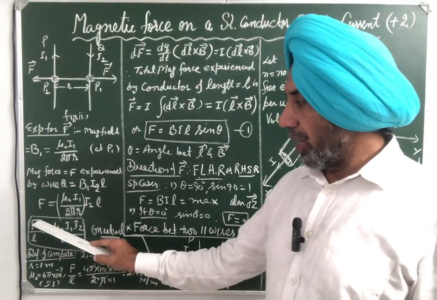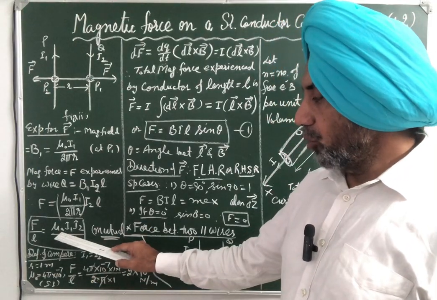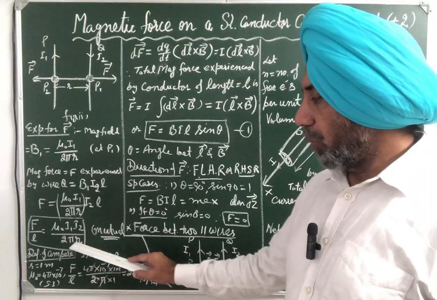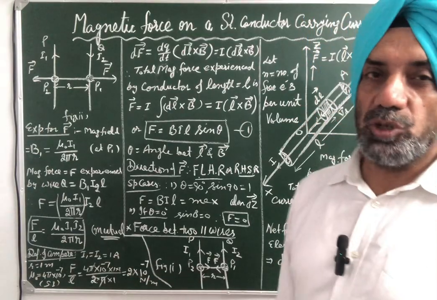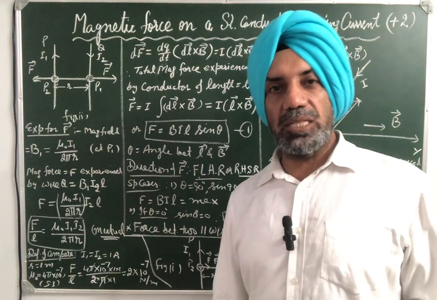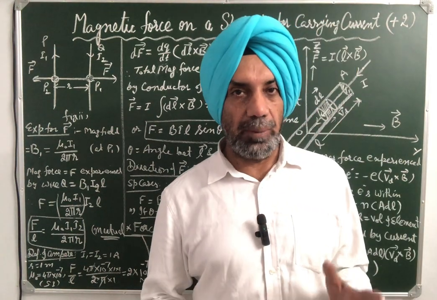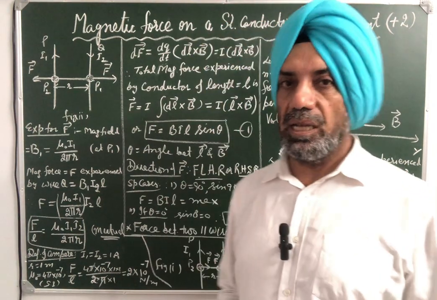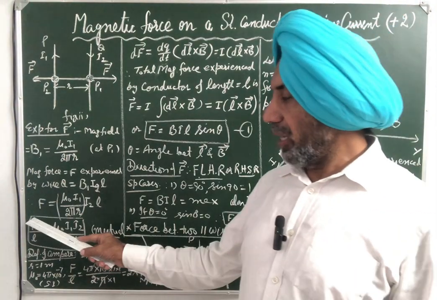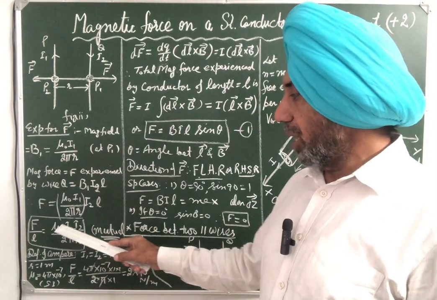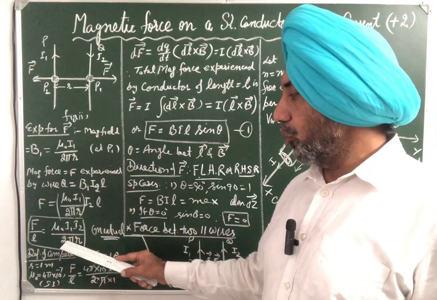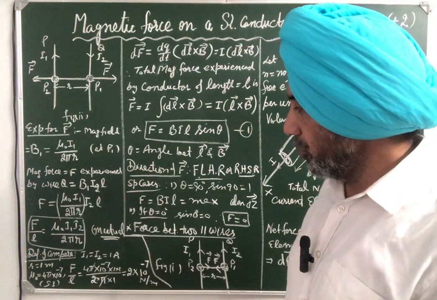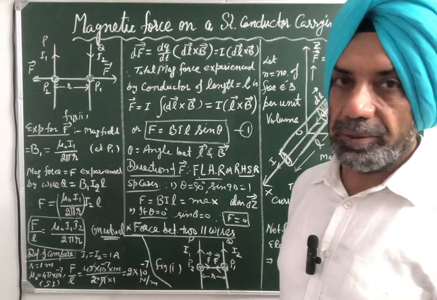From here we can find the force per unit length: mu naught I1 I2 upon 2 pi r, and this force is mutual. It means the force experienced between two parallel wires carrying current, in the same direction or in the opposite direction, is mutual. So the force per unit length comes out to be mu naught I1 I2, the product of currents, over 2 pi into r, the perpendicular distance between the two. So this force is mutual.